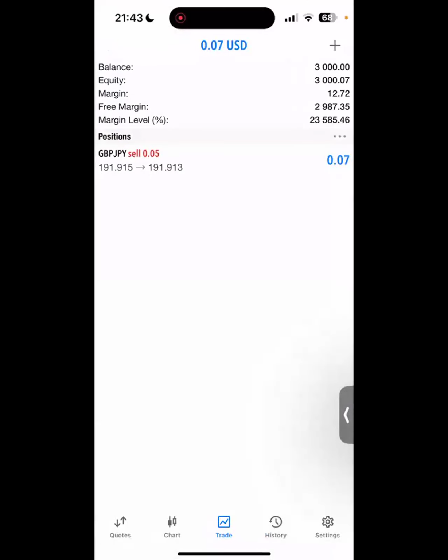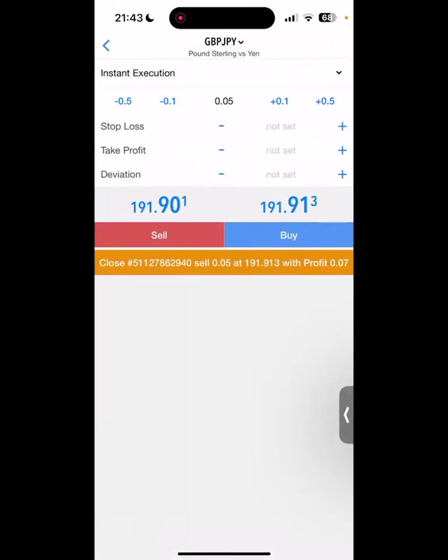So if I wanted to take this trade idea in more than one position to allow me to put TP2, I'm just going to click this plus sign, yeah? So click the plus sign. Then I click sell again.